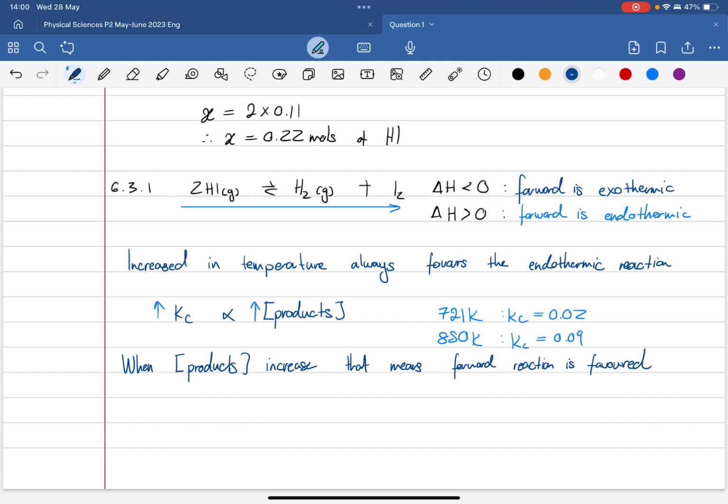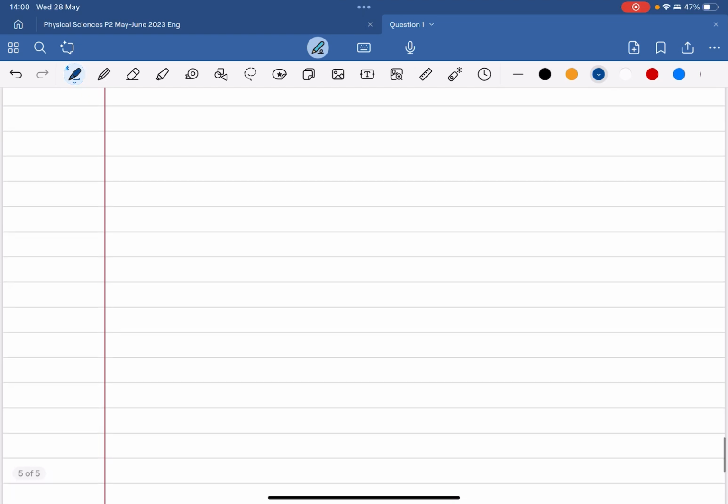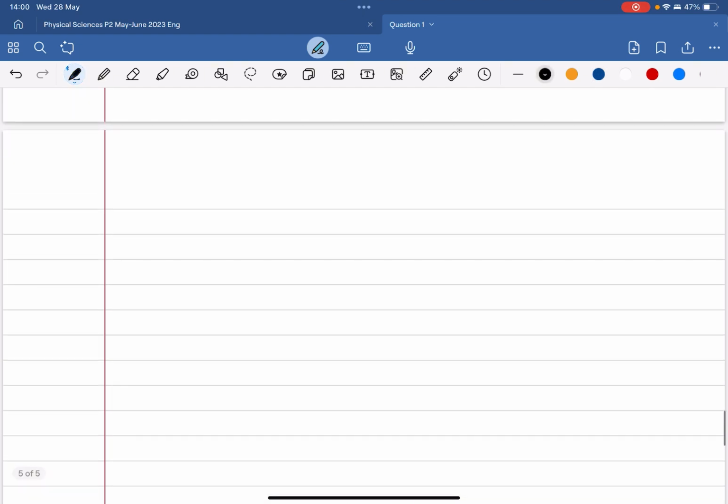Alright? So from these two things, because Kc increased, we can definitely tell that the forward reaction was favored. And if temperature was also increased and the forward reaction was favored, therefore the forward reaction has to be endothermic. So that's how we can tell. So for 6.3.1, we can just simply say that the forward reaction is endothermic.